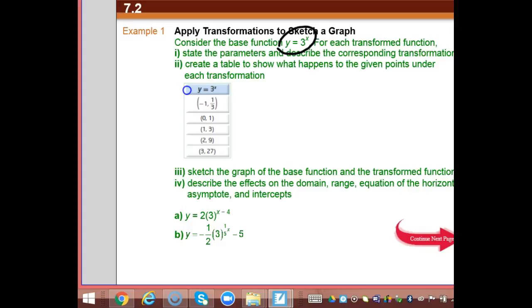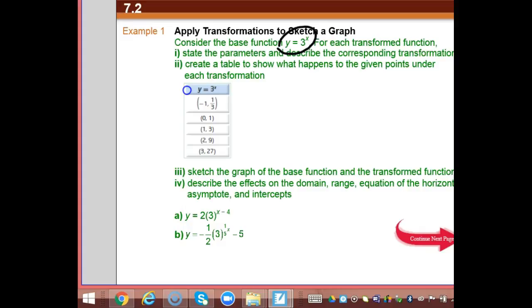Like when x is -1, 3 to the power of -1 gives us a third. 3 to the 0 gives us 1. 3 to the power of 1 gives us 3. 3 to the power of 2 gives us 9. 3 to the power of 3 gives us 27. So they created this table. Does that make sense how they do it? Just plugging in the x, getting what y is.